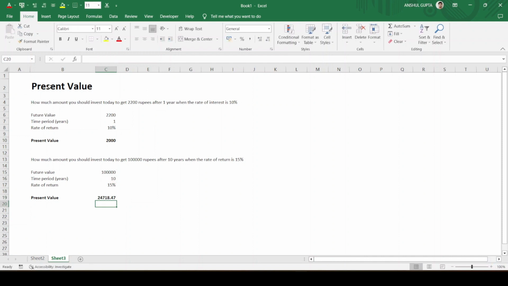So our value is 24,718.47. That means if you want 1 lakh rupees after 10 years and rate of return is 15%, you need to invest 24,718.47. So this is the whole concept of time value of money, and it's two types, that is future value and present value.